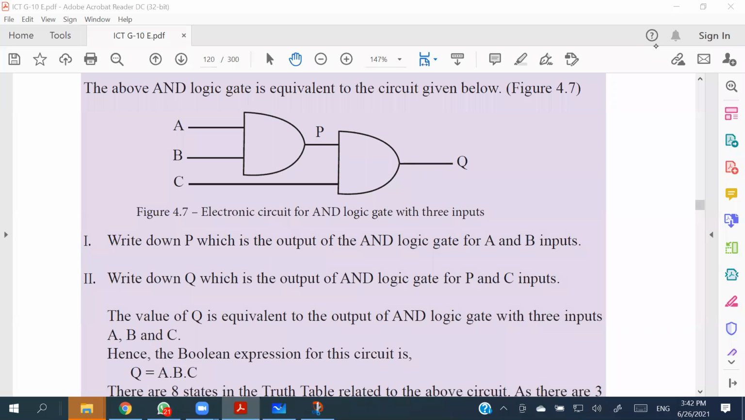Udamya, don't go with the ones and zeros. It's better you go with the variables that they have given, A and B's. Right? So P is equals to A dot B. That is correct. Since it is an AND gate, P equals A dot B. And how about Q?